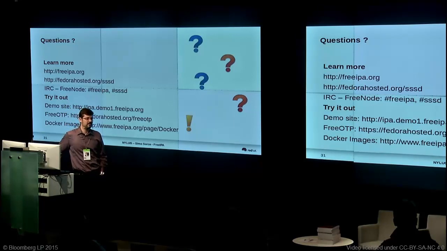I'm interested in hearing a bit more about the reasons you chose the components that you did to embed into FreeIPA. For example, 389. Why not OpenLDAP? What's that? Why not OpenLDAP? Yeah, I was waiting for this question.